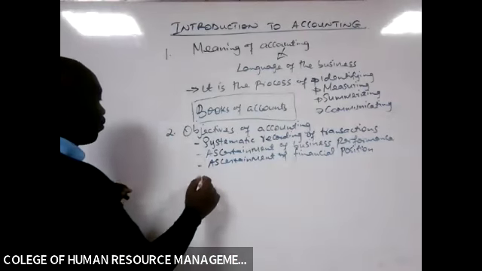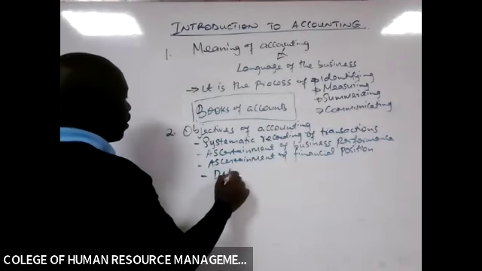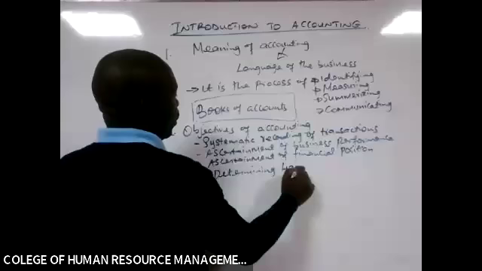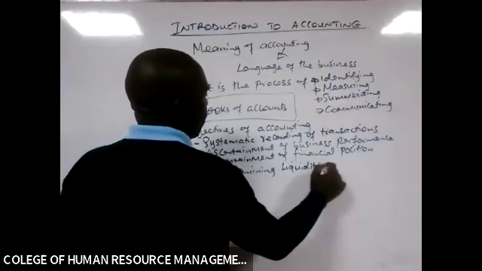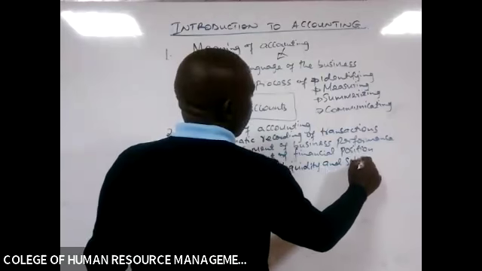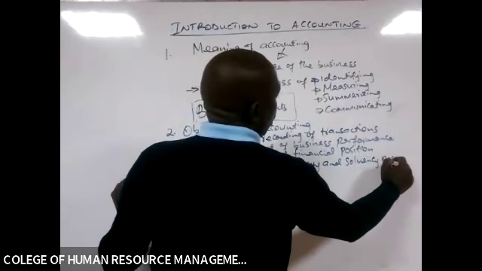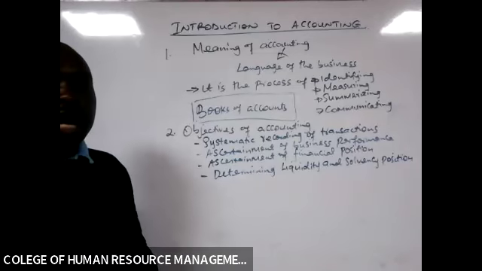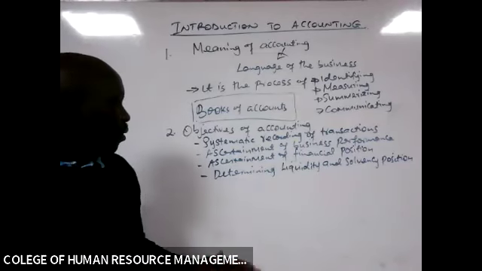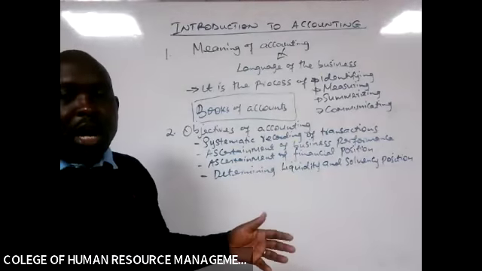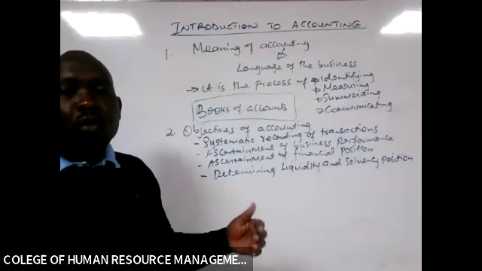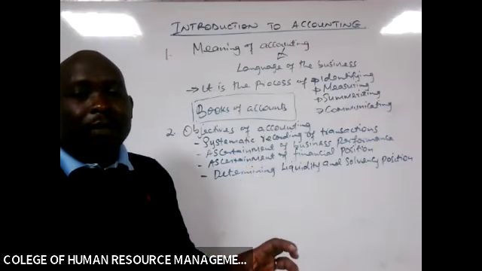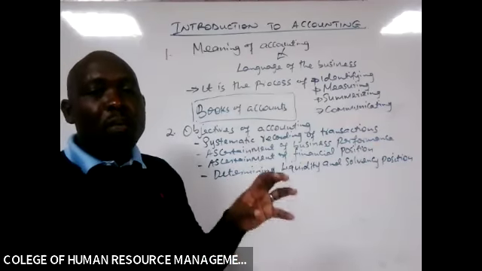Objective number 4 is determining liquidity and solvency position. Determining the liquidity and solvency position. When I'm talking about liquidity here, I mean we are trying to measure the ability of the business to pay its short-term debts, its short-term financial obligations.